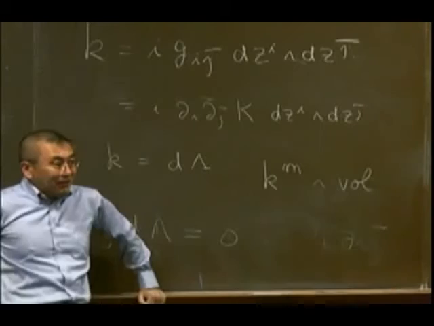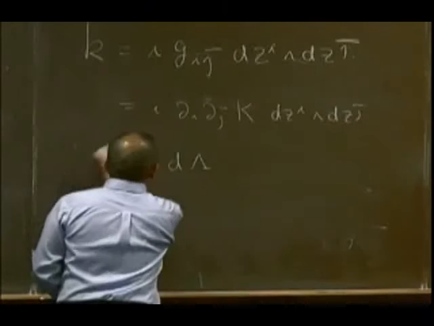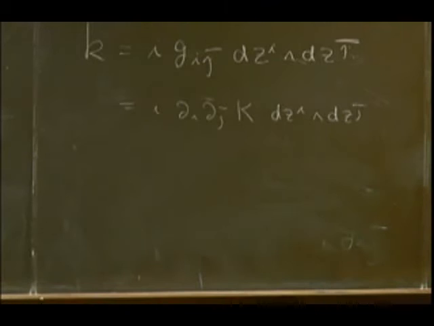So we don't expect, for example, on a compact closed manifold, the Kahler form to be globally defined on the manifold. But on the other hand, locally we can always do that. And then if you change coordinates, K should transform in a certain way so that this kind of relation still holds. So that's called the Kahler manifold.